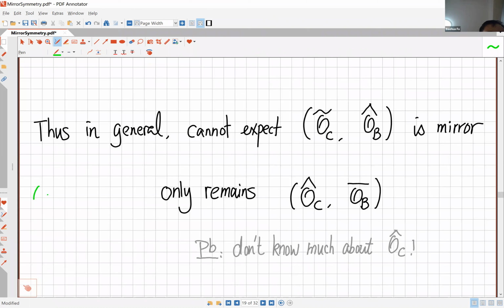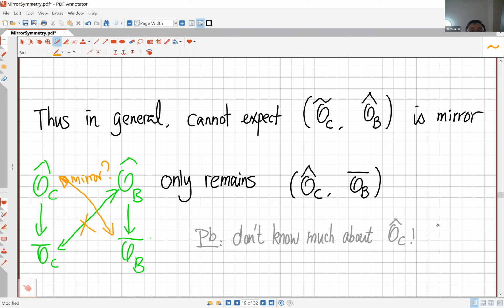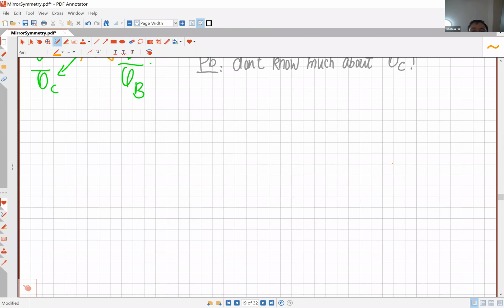So let me write again, this OC hat to OC bar, and this OB hat to OB bar. What we have shown is that this is not a mirror pair. So what we can only expect is that this is a mirror pair. This is the only possibility that remains. This is why we formulated the conjecture as follows.